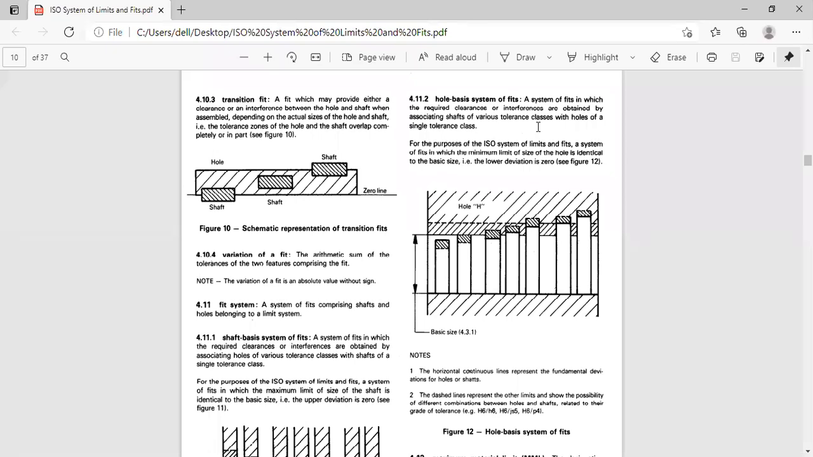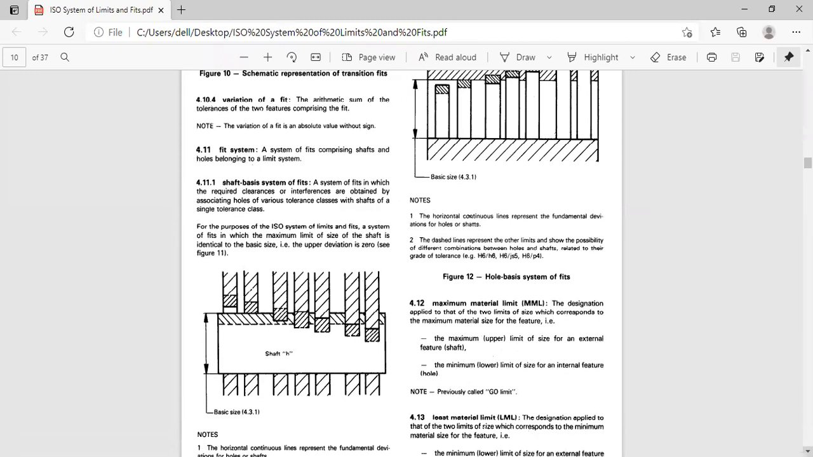So already I told you H6, H7, H8 are different tolerance classes we can say. Already I told you what the letters missing from A to Z are: Q, W, I, L, O. You have to be very careful as far as the representation is concerned. So this is very important.